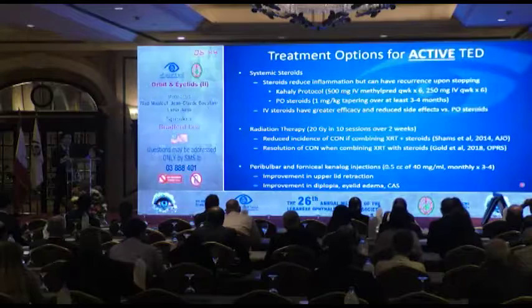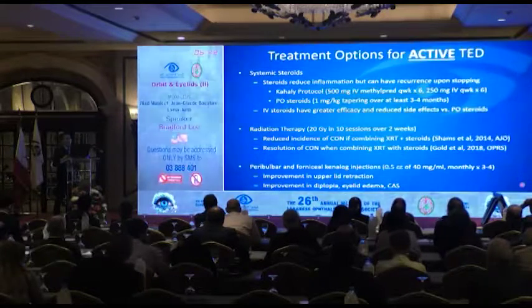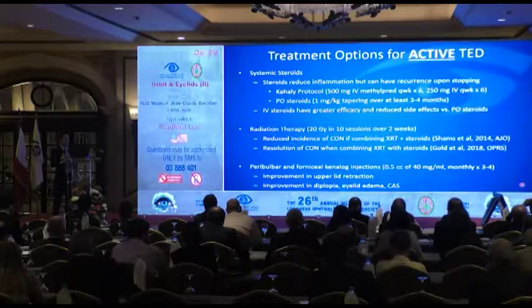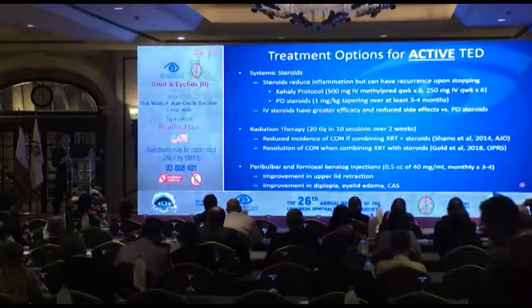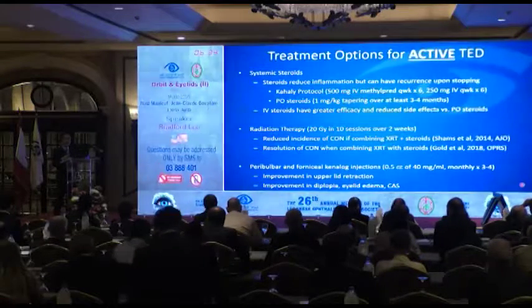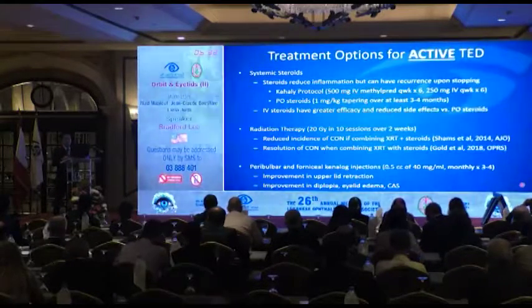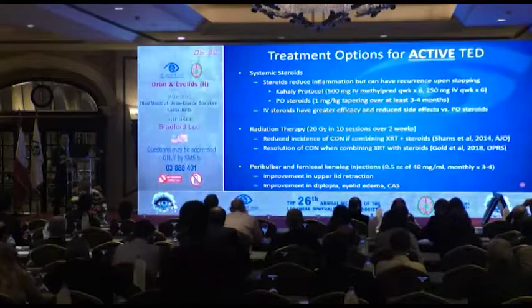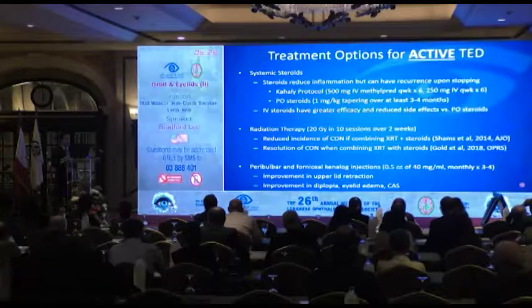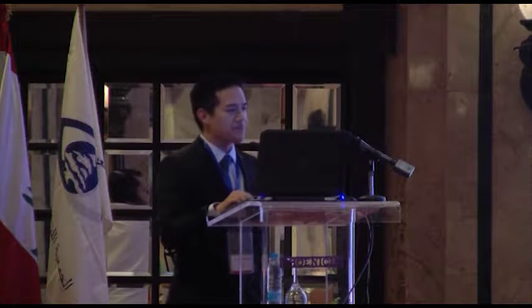And then finally, peribulbar and forniceal Kenalog injections are something that we often overlook. And in my practice, I like to do this for upper lid retraction. There's a recent paper out of Korea showing that it can cause permanent improvement in upper lid retraction, obviating the need for surgery. And there've also been other studies showing that it improved diplopia, extraocular muscle volume, and clinical activity score.